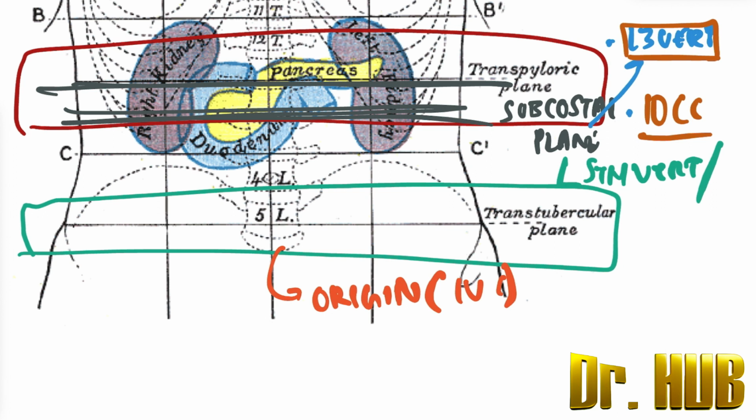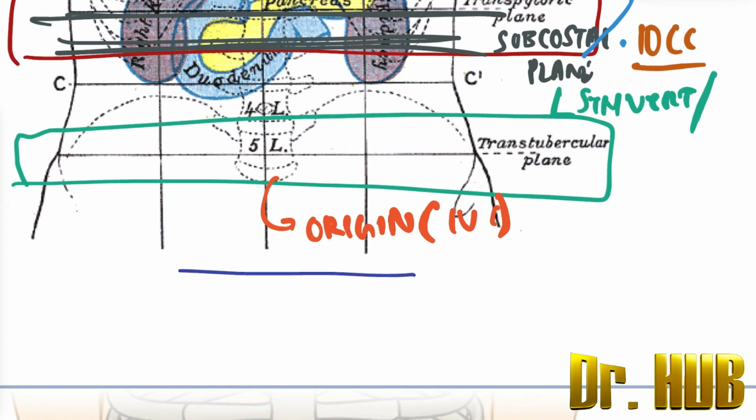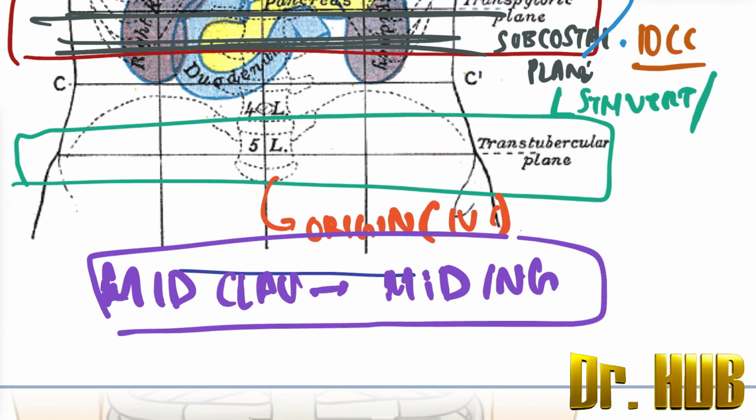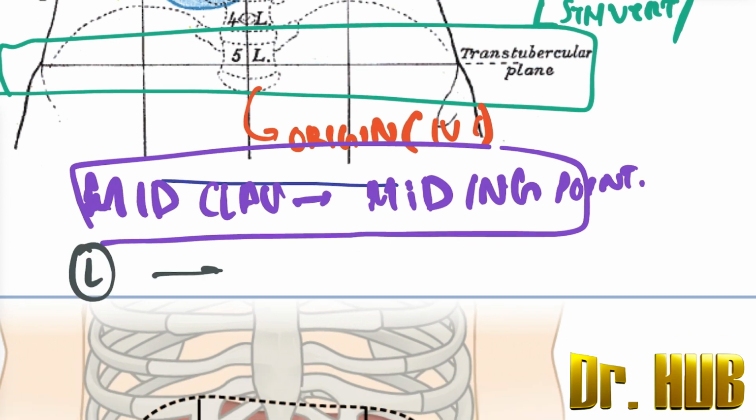Then lastly, we look at the paramedian line. The paramedian line is slightly below. What does it contain? The paramedian line goes from the mid-clavicular point to the mid-inguinal point, and it is lateral to the ninth costal cartilage.